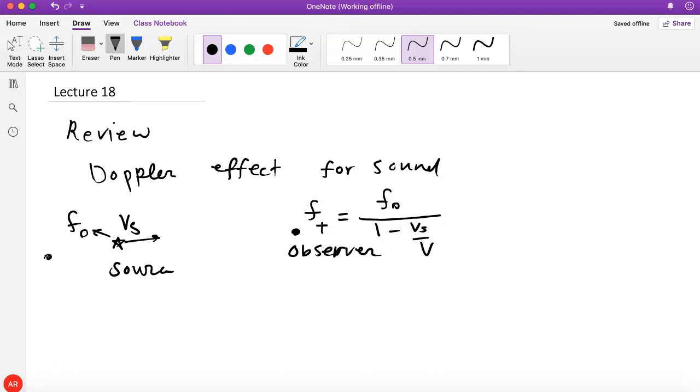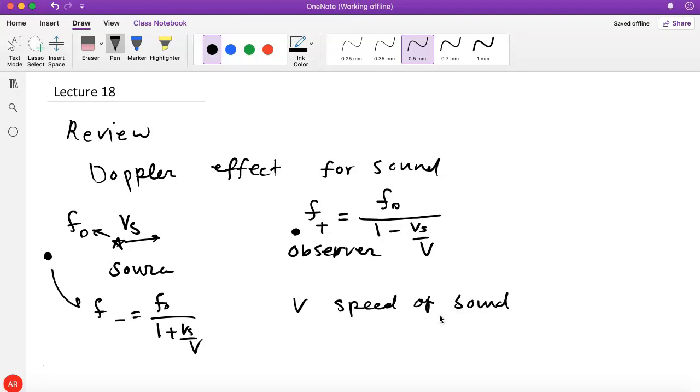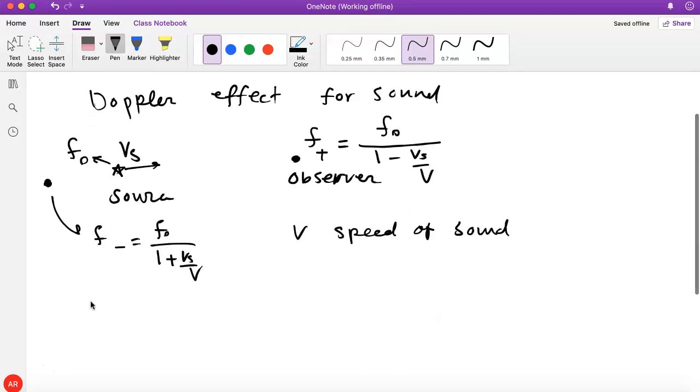And another observer over here, where the source is moving away from him, will measure a lower frequency. That's going to be f naught divided by 1 plus Vs over V, where V is the speed of sound, or the speed of propagation of these waves in the medium. As long as all these speeds are much smaller than the speed of light, these expressions hold.